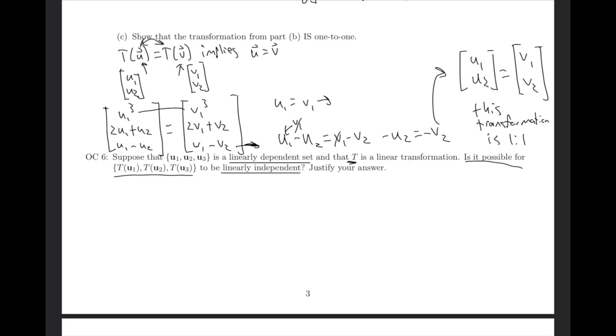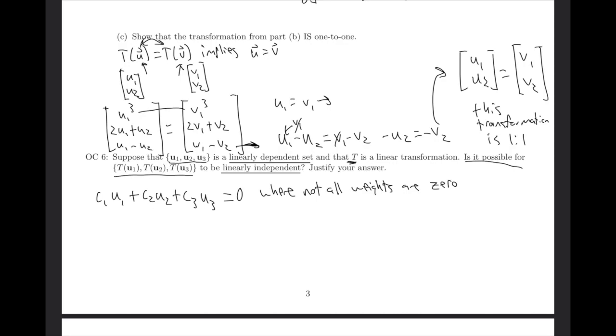What I'm going to start with is saying that since these are linearly dependent, c1 u1 plus c2 u2 plus c3 u3 is equal to 0, where not all weights are 0. And essentially what this is saying is this is a linearly dependent set.